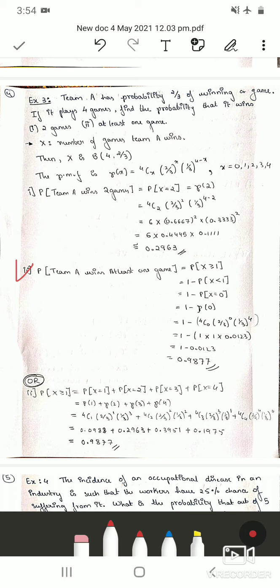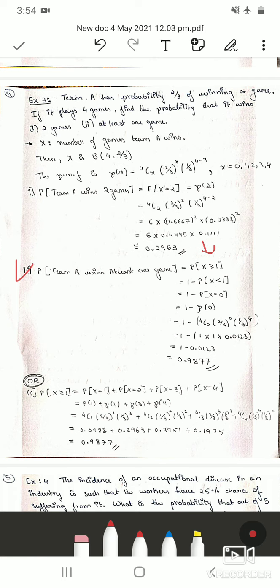game. So what does this mean? It can win 1 game, it can win 2, 3, or it can win all the 4 games. So we have to find probability of x that is greater than or equal to 1. Either it can win 1 or 2 or 3 or 4. So in terms of the symbol, it will be probability x is greater than or equal to 1.